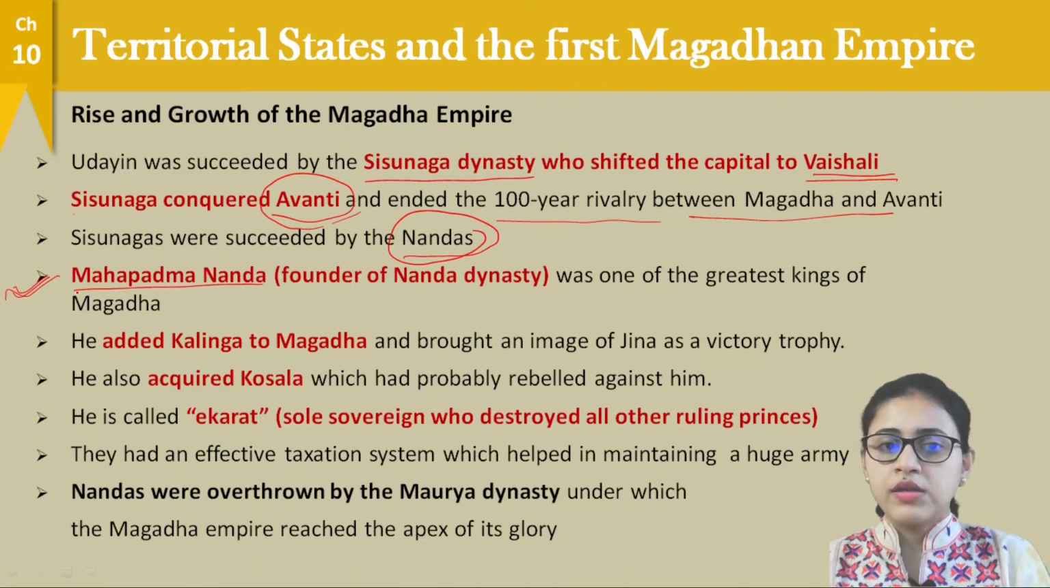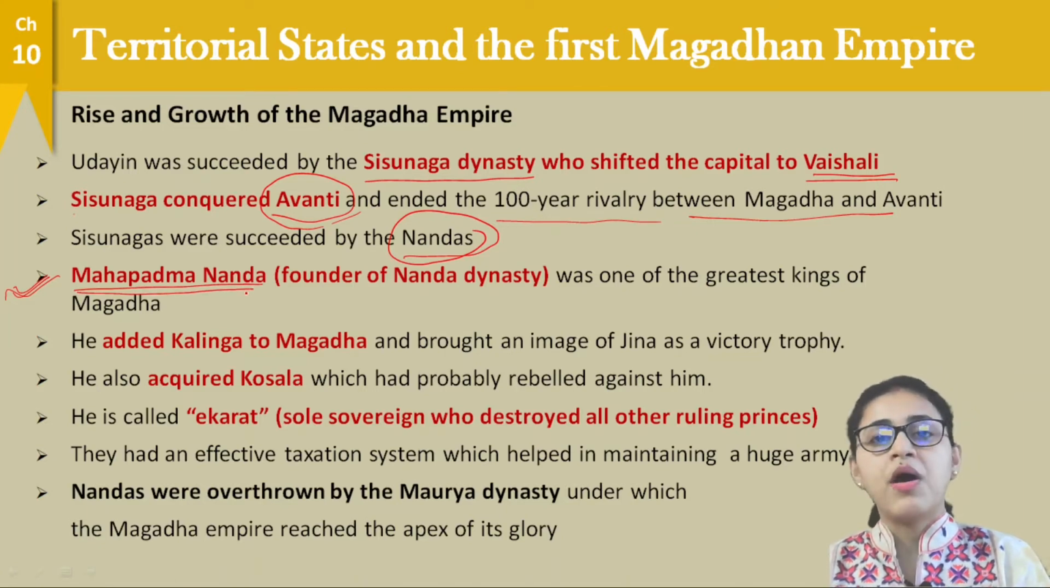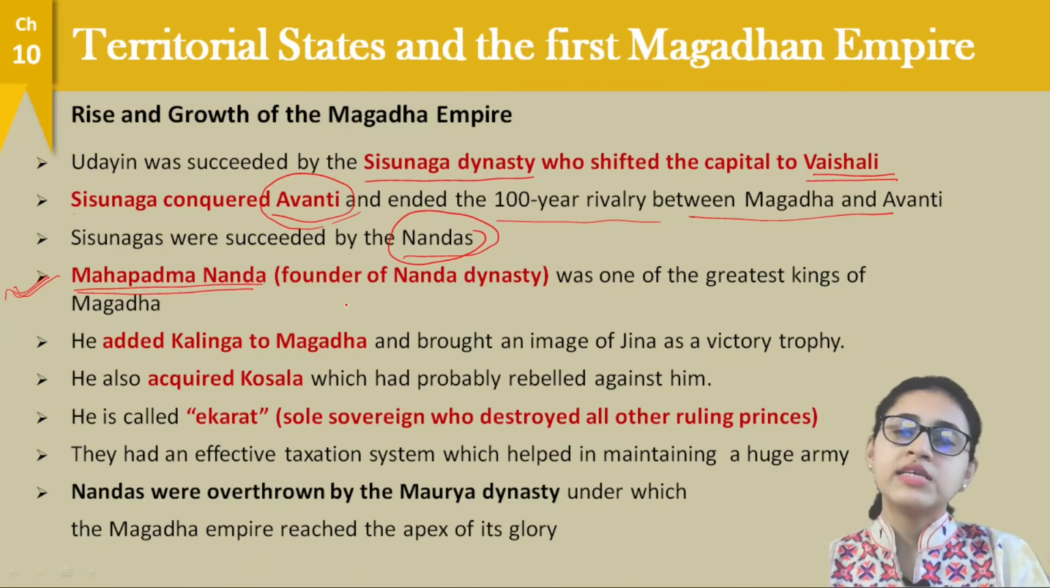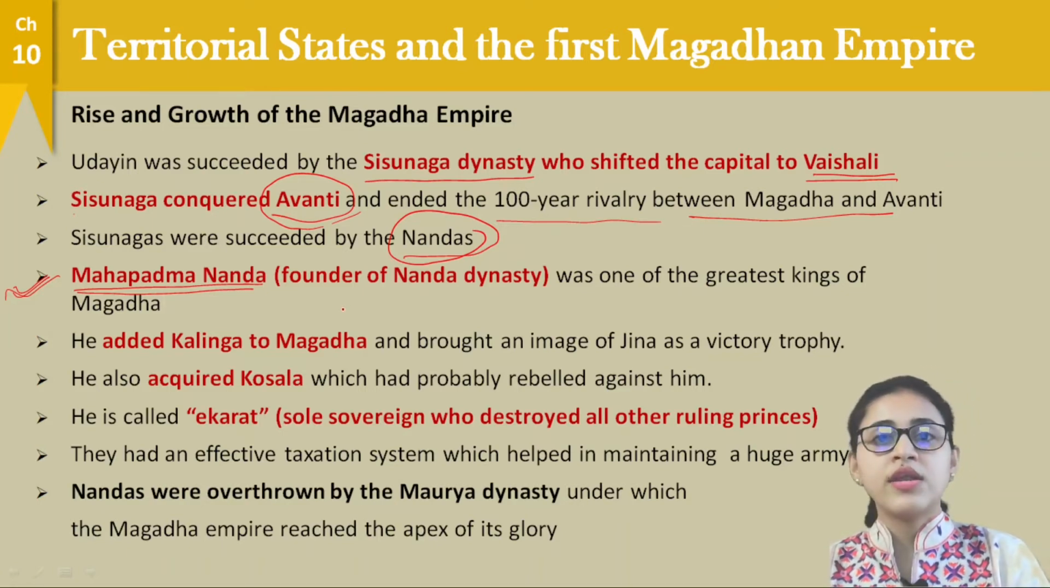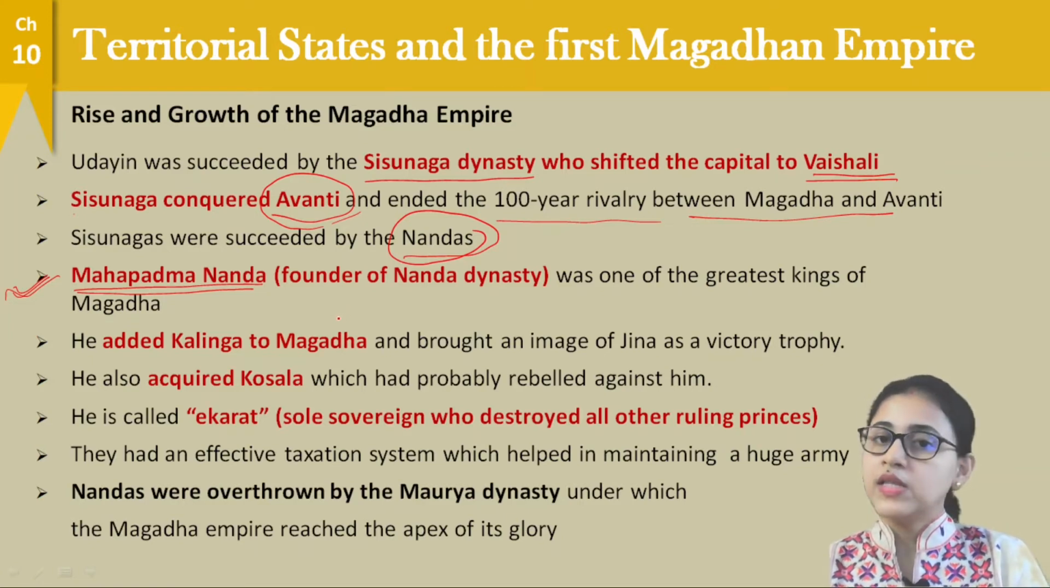Now the Nandas were so powerful that it is said that when Alexander came to invade Punjab, he was not able to come to the east, because he knew the power of the Nanda dynasty.